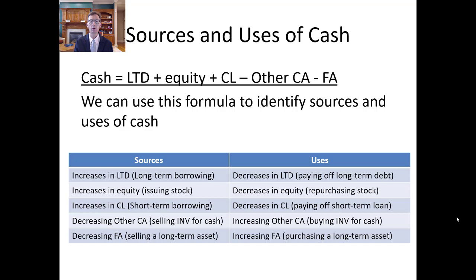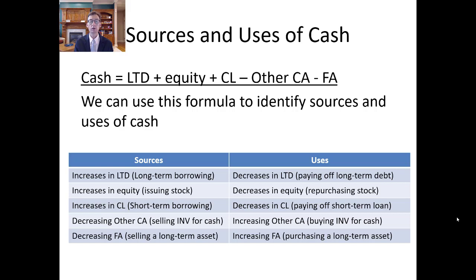Now, what about equity? If I issue additional stock, that's going to bring in cash, so that's a source of cash. But what if I were to repurchase stock? That would be a use of cash. And so when equity goes up, we see cash go up. When equity goes down, we see cash go down. Another way equity can go down is through the payment of a dividend. When a dividend gets paid, that comes out of the potential addition to retained earnings, but it also reduces the amount of cash the firm has.